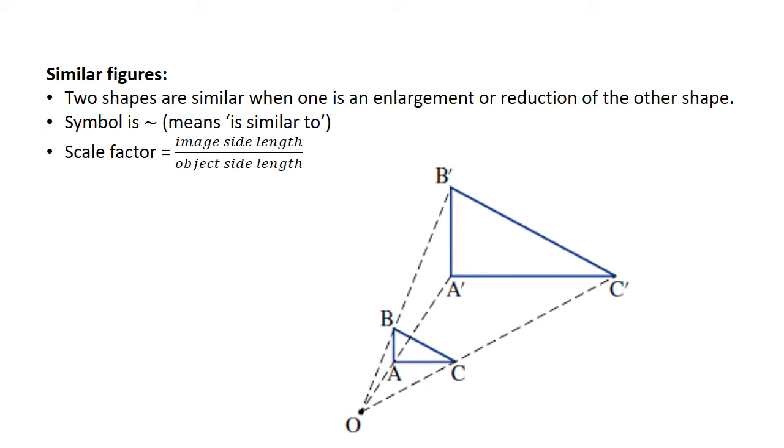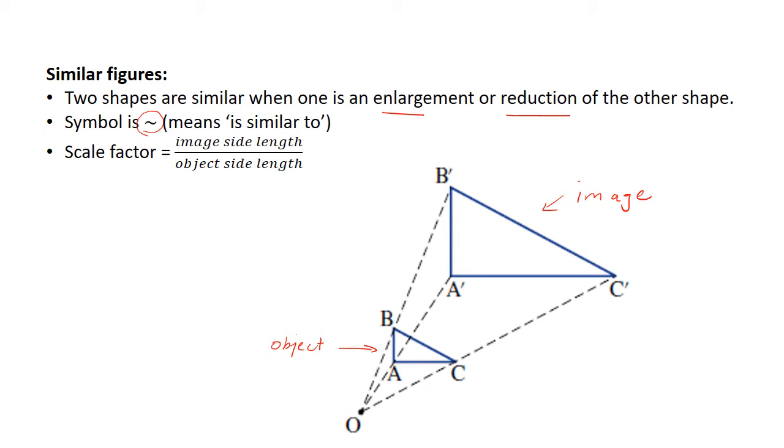Similar figures. Two shapes are similar when one is an enlargement or a reduction of the other shape. Okay, so the symbol for similar figures is the wavy line, and that means it's similar to. Alright, so if we look at our diagram down here, we've got an object, that is a triangle. And up here, we've got an enlargement of the object, so we call that our image.